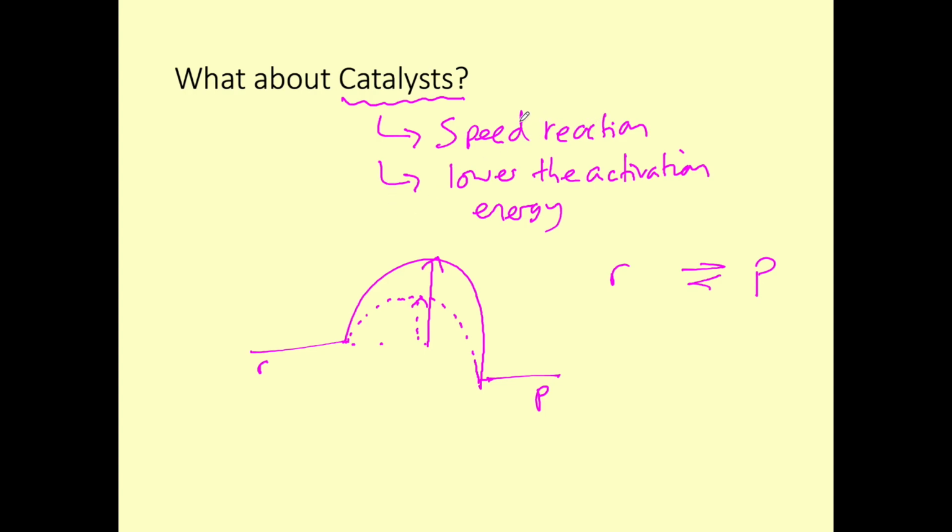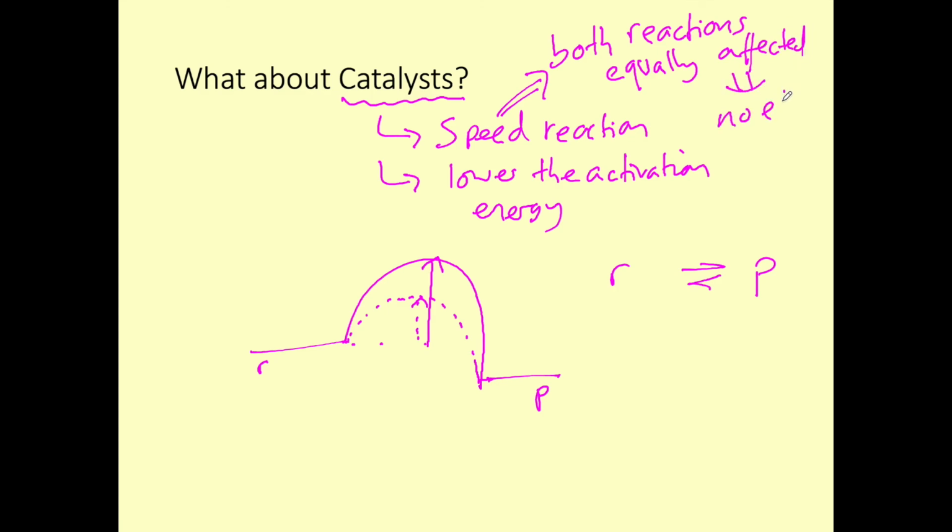So our catalysts speed up both reactions equally. So it has an effect on both reactions. So with both our forwards and our backwards reactions being sped up, it has no effect on the position of the equilibrium because both reactions are equally affected. So both reactions get sped up by the same amount as the activation energy has been lowered by the same amount.